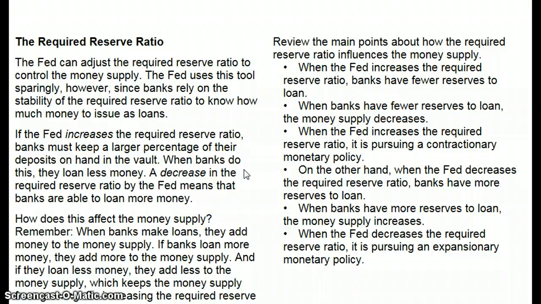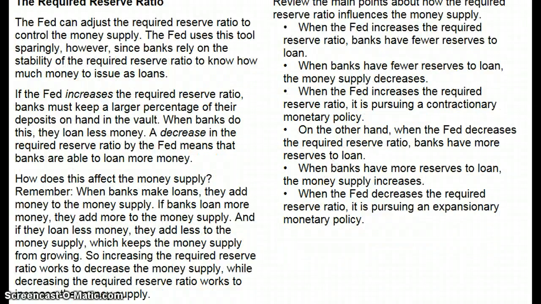First, when the Fed increases the required reserve ratio, banks have fewer reserves to loan. Second, when banks have fewer reserves to loan, the money supply decreases. Third, when the Fed increases the required reserve ratio, it is pursuing a contractionary monetary policy. Fourth, on the other hand, when the Fed decreases the required reserve ratio, banks have more reserves to loan. When banks have more reserves to loan, the money supply increases. When the Fed decreases the required reserve ratio, it is pursuing an expansionary monetary policy.